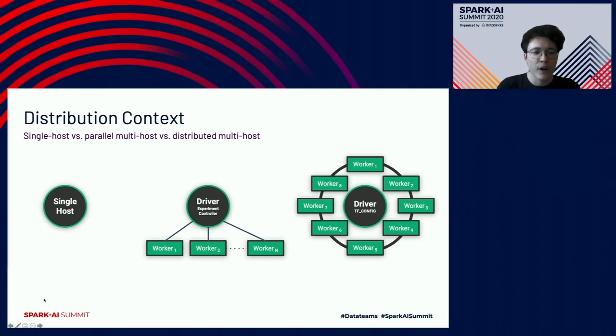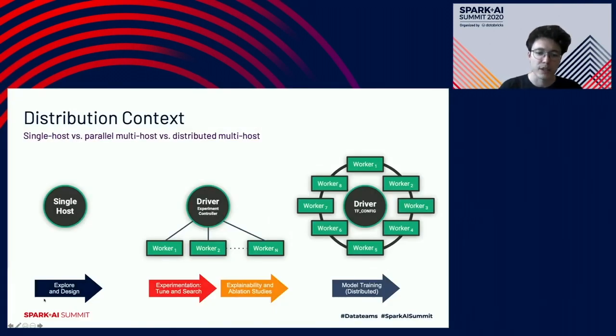The single host environment explains itself pretty much. It's our single host Python environment that we know. Then when you move to experimentation, such as hyperparameter tuning or ablation studies, it's actually a parallel multi-host environment where we train a lot of models in parallel, but they are independent of each other, so there's no communication between those models needed. And then when we move to distributed training, it's distributed multi-host, where we need some kind of coordination or communication between the workers. We typically use a ring-all-reduce algorithm to achieve this communication.